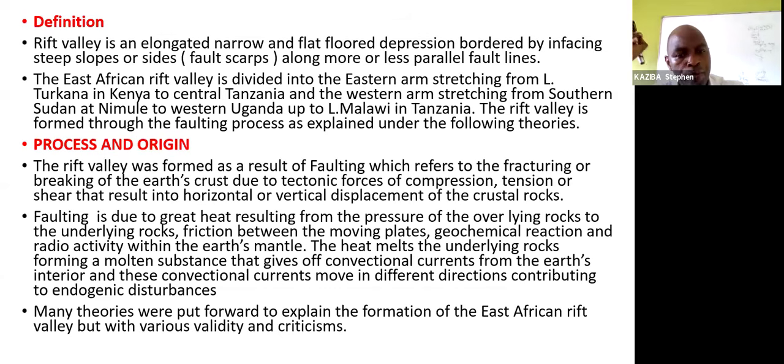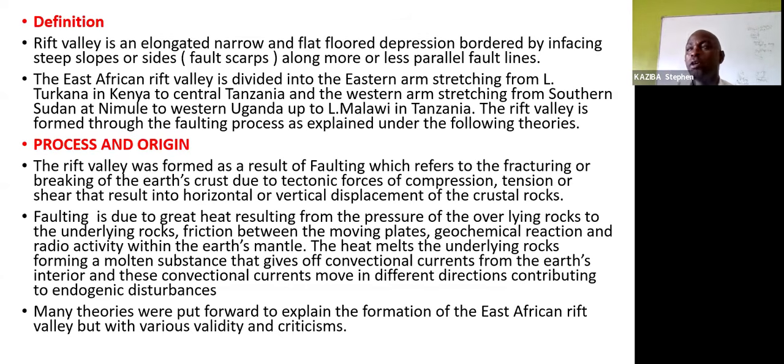Then identify the process that is associated with the formation of the Rift Valley. So you say the Rift Valley was formed as a result of faulting. Define faulting as the fracturing, breaking of the Earth's crust due to tectonic forces of compression, tension, etc., as well as their displacement. So in the definition, you have to have those two elements, breaking down of rocks and their displacement, which can be either vertical or horizontal.